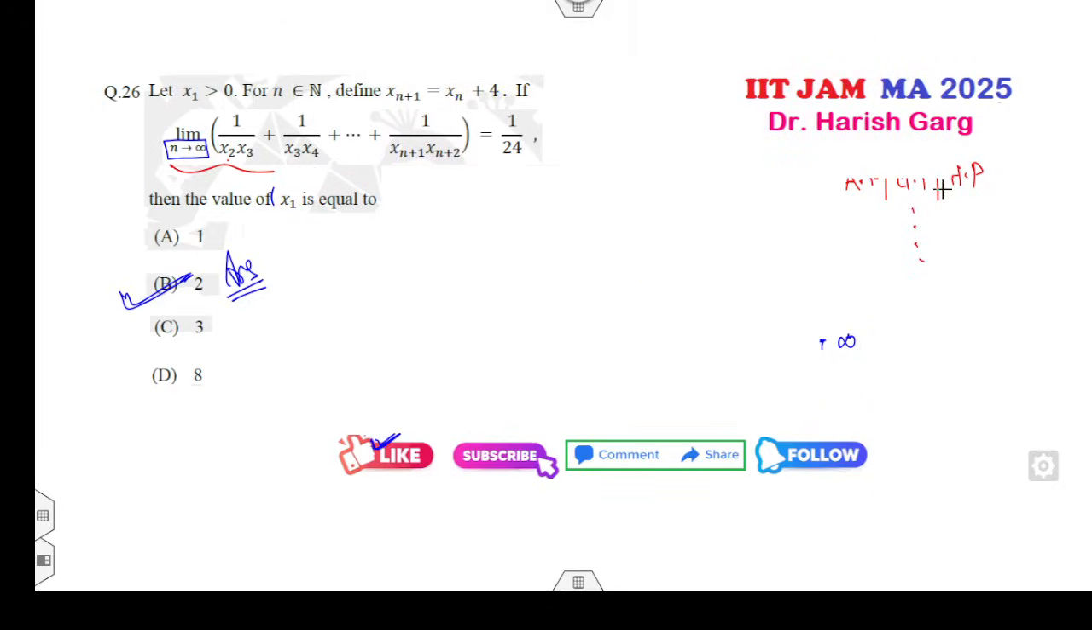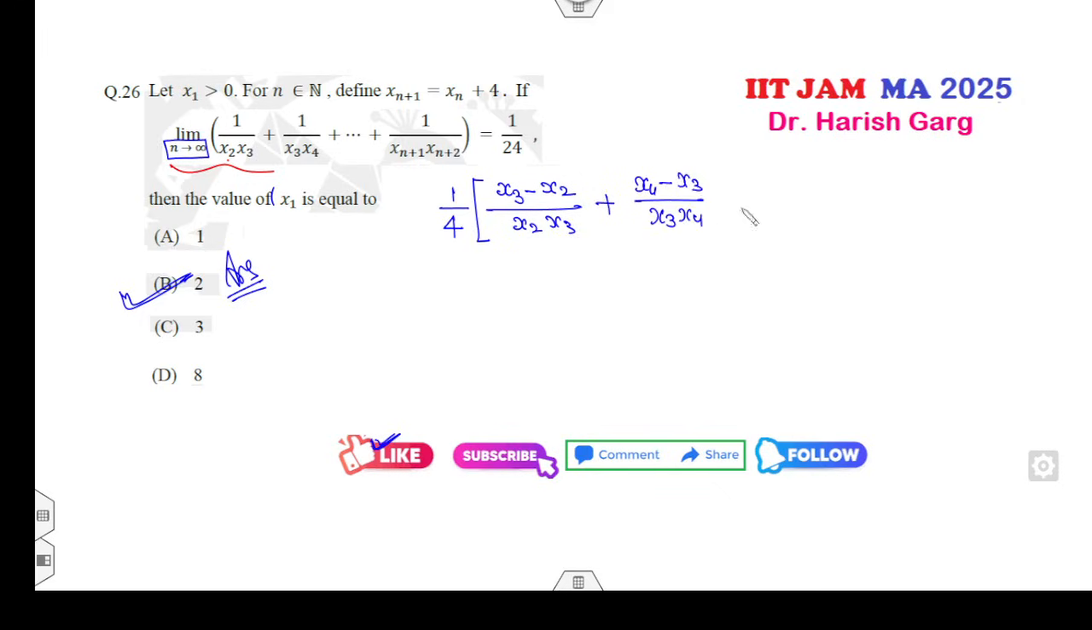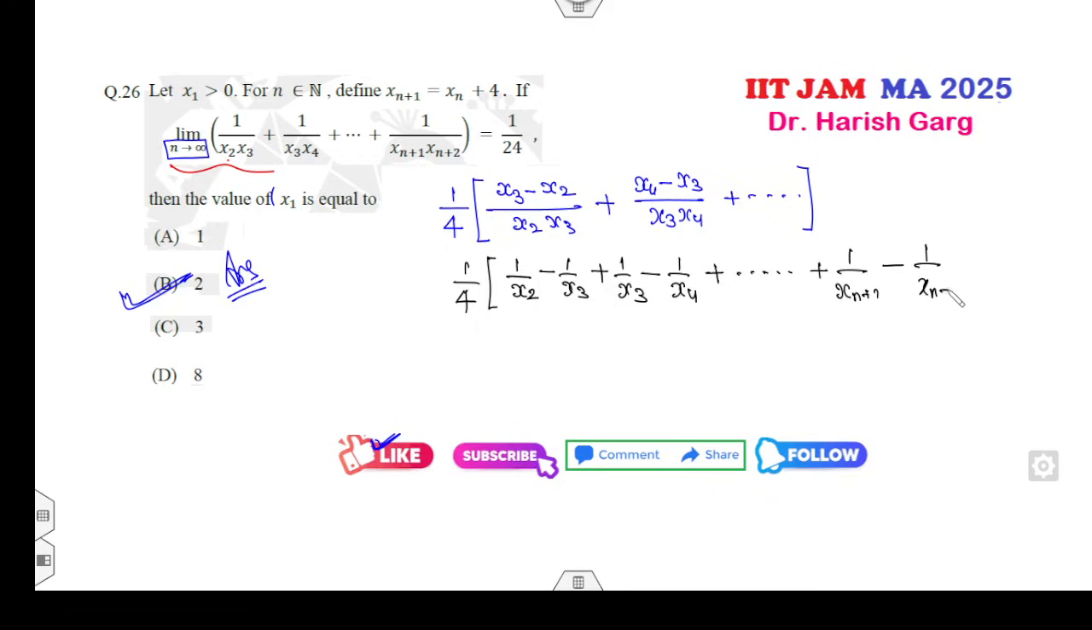But if you don't want to adopt this shortcut trick, then you can see that I can add and multiply by 4 because this is the AP, fine, and I can write 4 like x3 minus x2 divided by x2 x3. Similarly for the next one is x4 minus x3 divided by x3 x4 and so on. Fine, I can separate them. It will be 1 over x2 minus 1 over x3 plus 1 over x3 minus 1 over x4 plus and so on. The last term will be xn plus 1 minus xn plus 2.